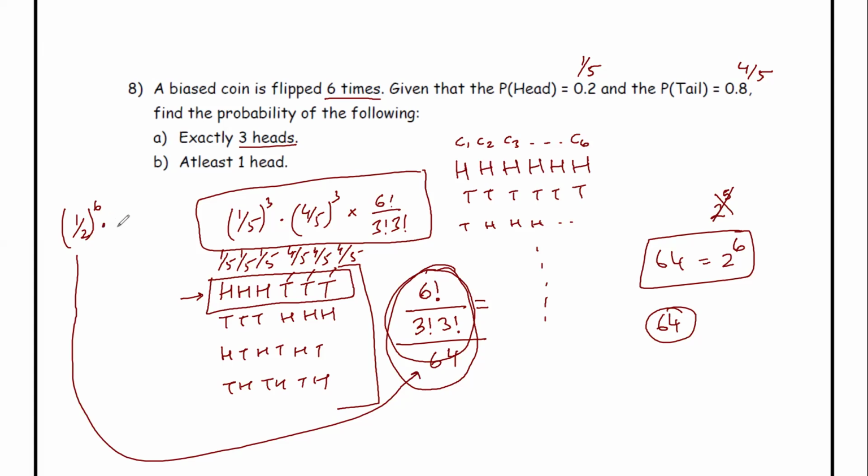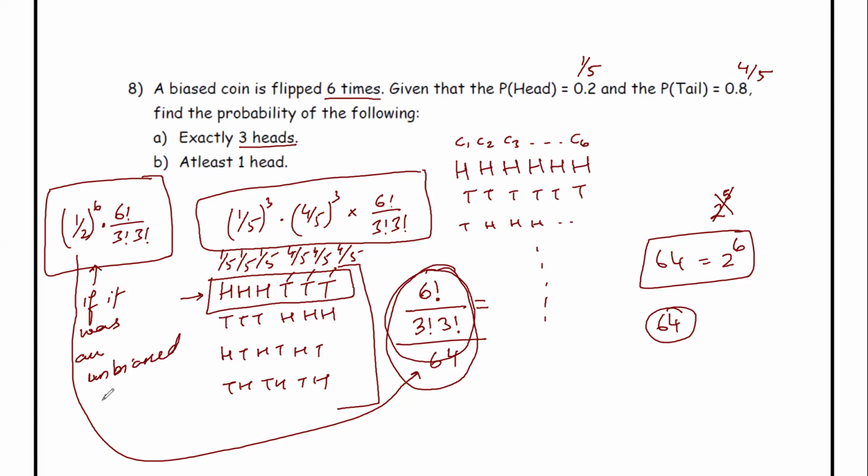But if you want to do it in this manner, you simply multiply it with the number of arrangements of 3 H's and 3 T's. So that would have been the answer if it was an unbiased coin or a fair coin. Sorry for my handwriting. Got it, guys? So that's my answer for this one. Not that one. That one's for if it was unbiased.